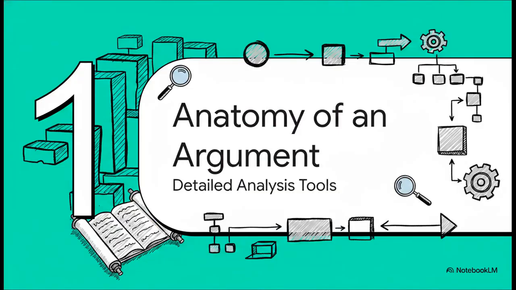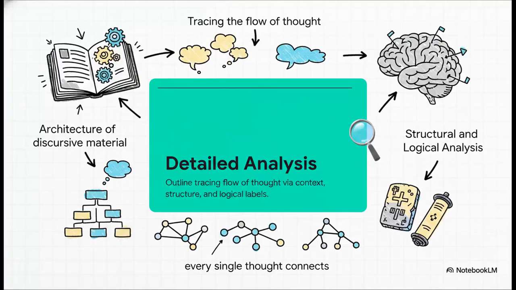Section 1. Anatomy of an argument and the tools of detailed analysis. Okay, so a detailed analysis isn't just passive reading. It's mapping the architecture of the material to see exactly how every single thought connects. Dr. Bauer emphasizes that to truly understand logical argumentation, tracing this flow of thought is absolutely essential. We aren't just looking at what the words say, but how they actually function structurally.